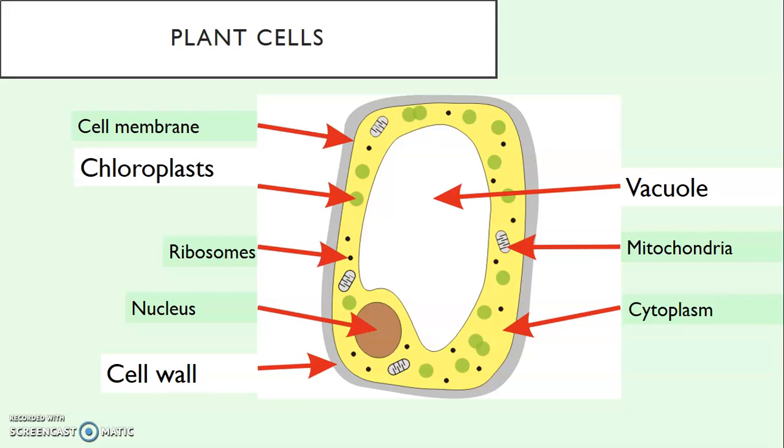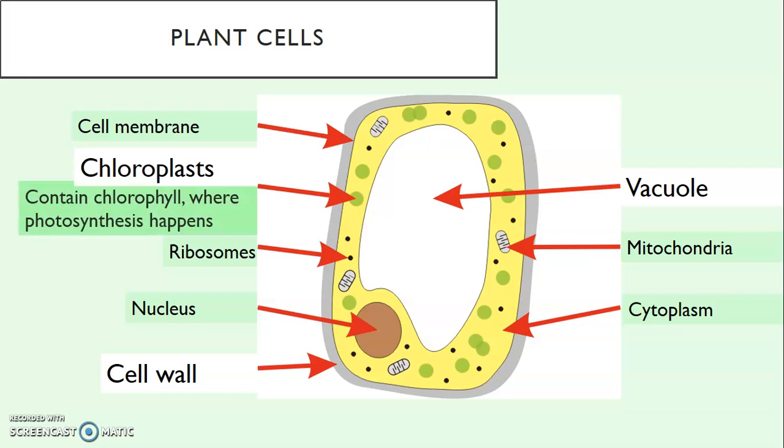So just to look at the next three, we've got chloroplasts. They contain chlorophyll. Chlorophyll is a pigment, so that's what gives leaves their green colour. This is where photosynthesis happens. We've then got the cell wall. The cell wall gives support.